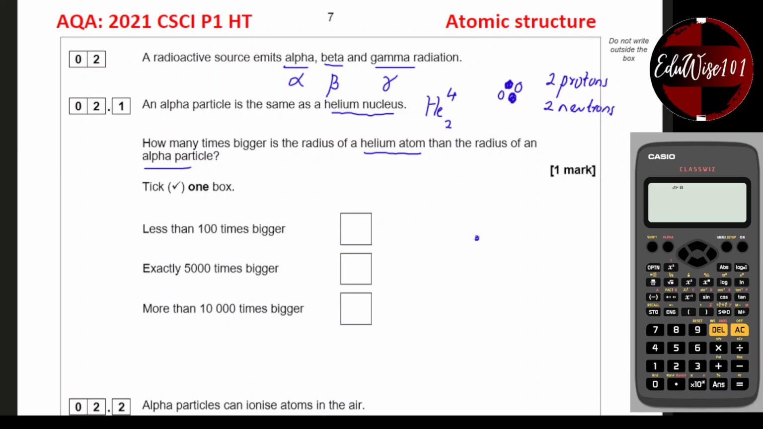Now, if you think about the nucleus in any atom, which is in the center, you can measure the diameter of that. And what they're asking is, if that's the size of the nucleus, what is the size compared to the entire atom? Now, generally, for all types of atoms, the nucleus is about 10,000 times smaller than the atom itself, or the other way around. The atom is about 10,000 times bigger than the nucleus. So the answer is more than 10,000 times bigger.